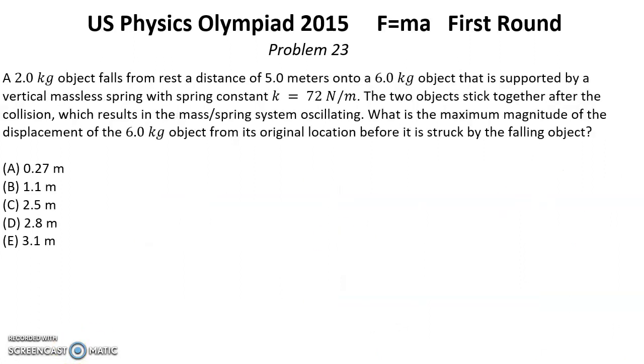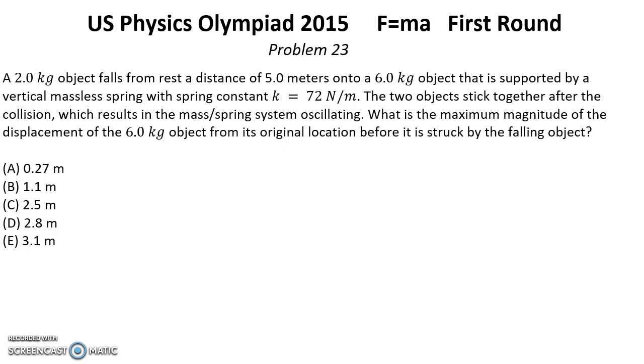Problem number 23. A 2 kilogram object falls from rest a distance of 5 meters onto a 6 kilogram object that is supported by a vertical massless spring with a spring constant K equals 72 newtons per meter. The two objects stick together after the collision, which results in the mass-spring system oscillating. What is the maximum magnitude of the displacement of the 6 kilogram object from its original location before it is struck by the falling object?